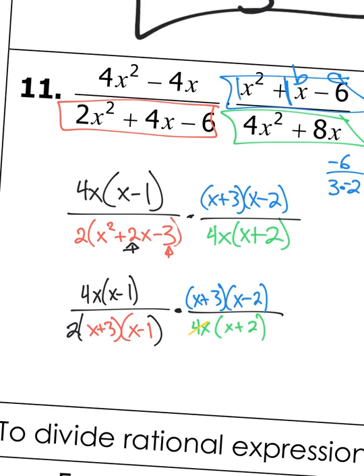So the 4x and the 4x cross out. The x minus 1 and x minus 1 cancel out. The x plus 3 and the x plus 3 cancel out. And yep, that's it. So up top, the only thing I'm left with is x minus 2.